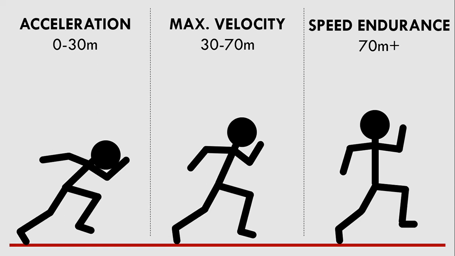Now that we understand the primary elements of a maximal effort sprint, we can explore how to train for speed. Depending on the sport of the athlete, different elements may or may not be trained. For example, a 200 meter sprinter will require all three elements of sprinting in their training, while an American football player may only require acceleration and maximum velocity training. For the sake of this video, we'll assume that all three elements are going to be required by the athlete, so we can see how to periodize and program all three elements.